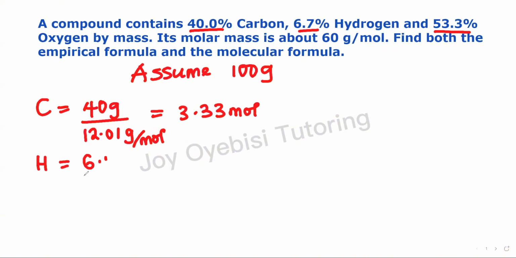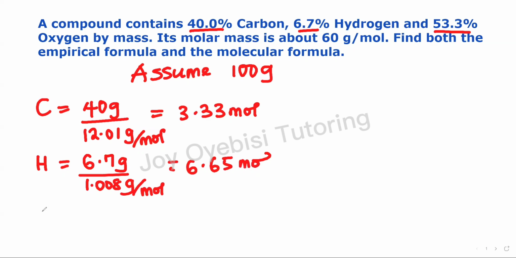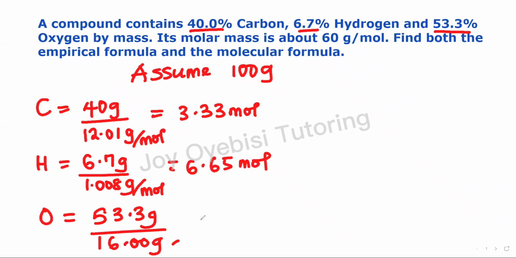We move on to hydrogen. Hydrogen is 6.7 grams. Then we divide by the mass of hydrogen in the periodic table, which is 1.008 grams per mole. Now that will give us 6.65 moles. The next one is oxygen, and oxygen is 53.3 grams. Now divide by the mass of oxygen in the periodic table, which is 16 grams per mole. And that gives us 3.33 moles as well, just like the carbon.